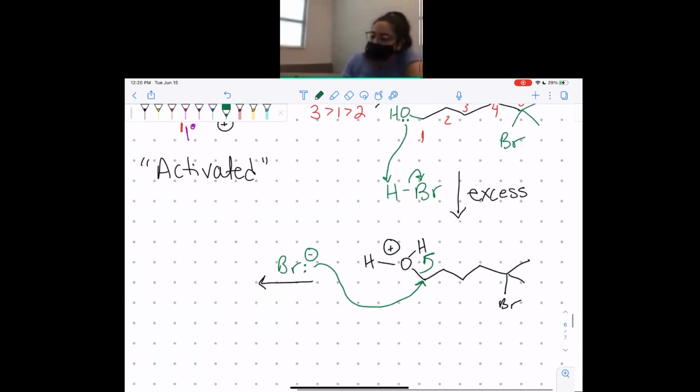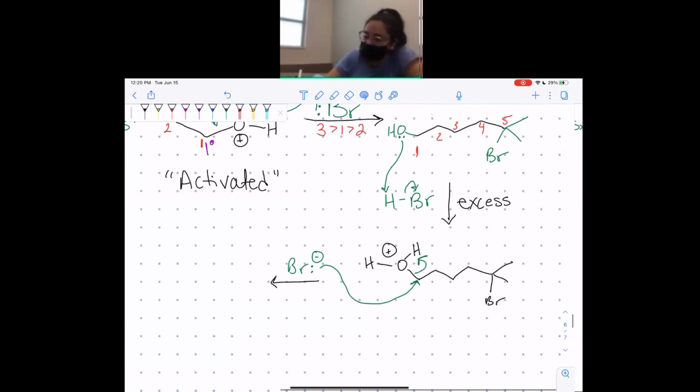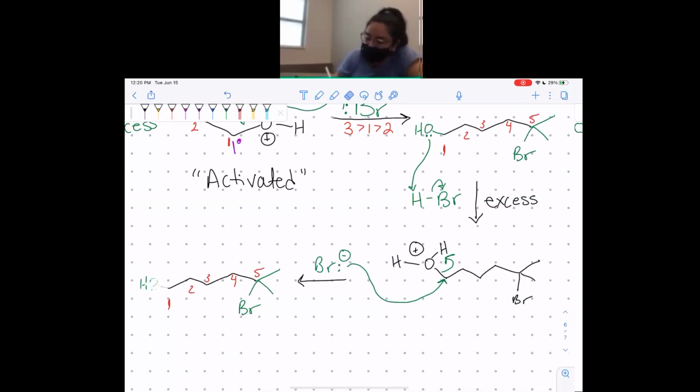And so we actually get, I'll copy this so the numbers and everything are there. Or maybe I'll just get rid of it. That works too. And all we've done is now replace the OH with another bromine.